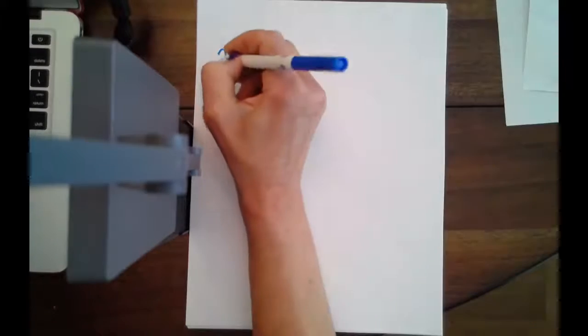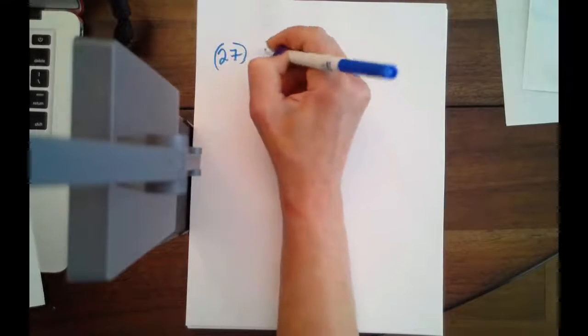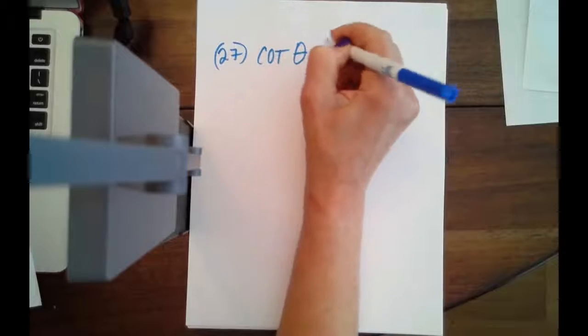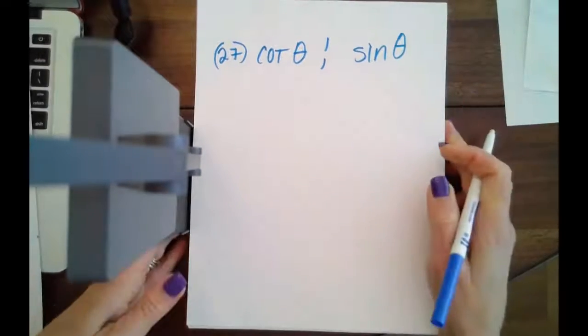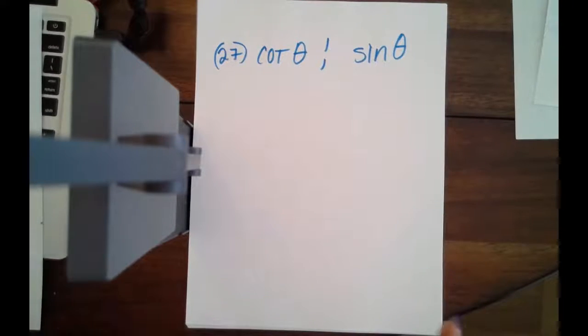Alright, let's do another one. Let's go to 27. And this is the last one of this series of videos. This is video 3 of 3. Alright, 27. We're going to take cotangent of theta, given, and we're going to make an expression, and we're going to convert it using our identities where sine is the only thing that's running through it.